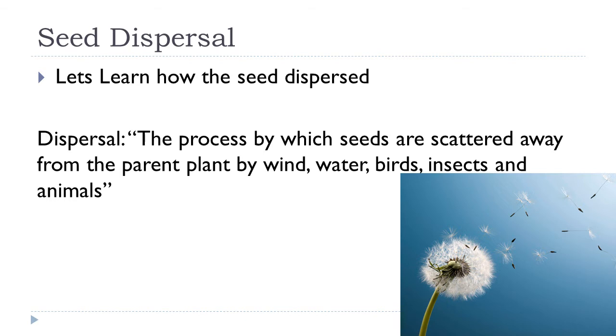So, first one, dispersal by wind. This picture shows the dandelion seed. This seed has light weight. These plants have seeds that are very lightweight, which also have hair and wings. These seeds are easily carried away by wind from one place to another place.